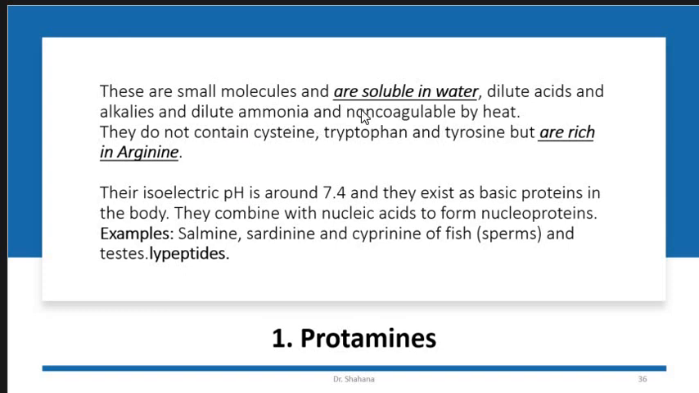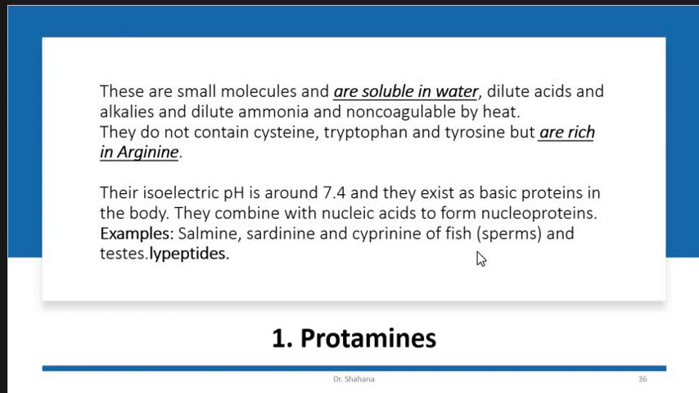By heat they are non-coagulable. Coagulation नहीं करते, coagulate नहीं होती ये proteins. As far as structure is concerned, they do not contain cysteine, tryptophan and tyrosine. ये तीन important हमारे पास जो amino acids हैं इसमें present नहीं होते, and protamines mainly contain arginine. Isoelectric pH is found around 7.4, and basically they are basic proteins. They will combine with nucleic acid. They will form nucleoproteins like salmine, sardinine.